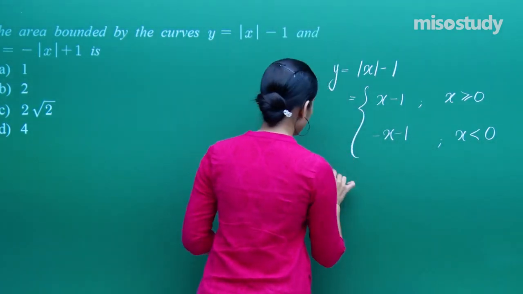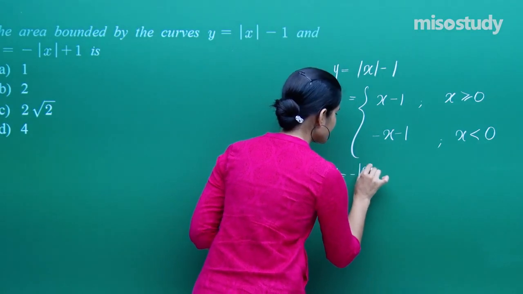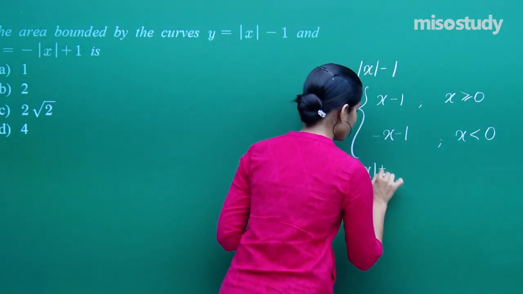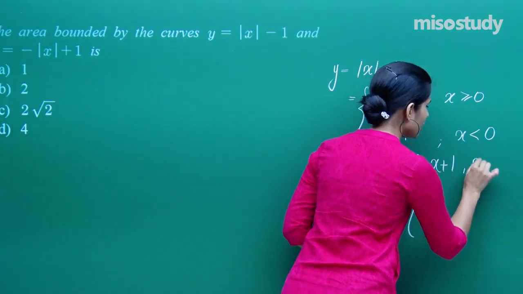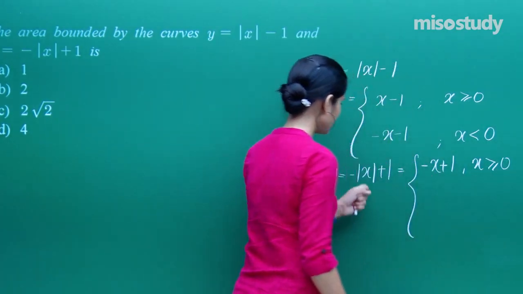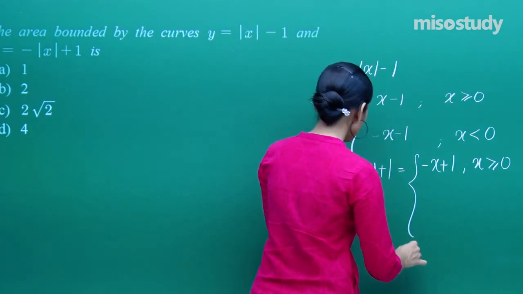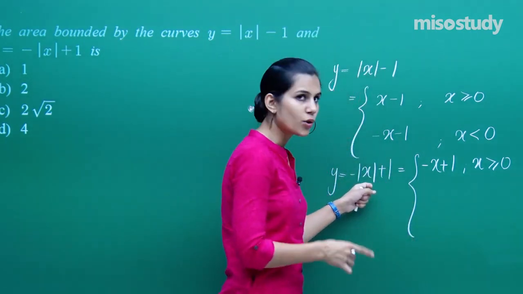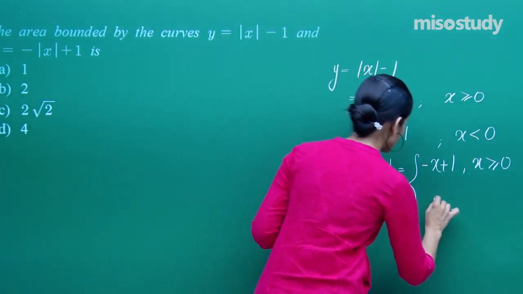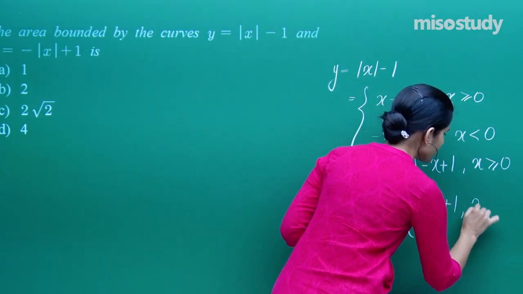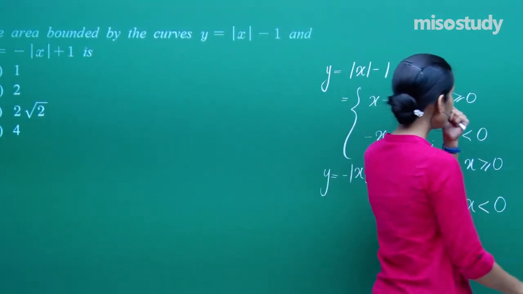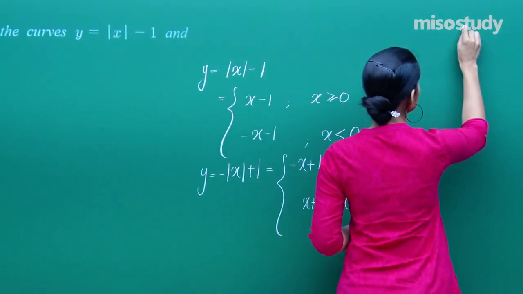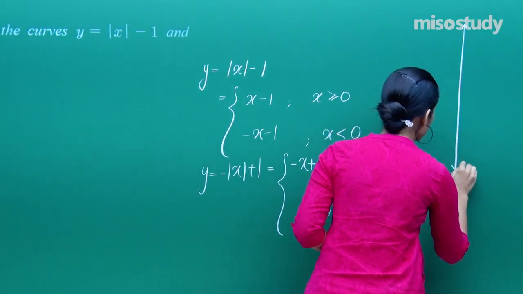Similarly, when you talk about y equals minus mod x plus 1, this will be equal to minus x plus 1 when x is non-negative, because mod x is the same as x there. And when x is negative, mod x is minus x, so minus minus becomes plus, you get x plus 1 when x is negative. What you get when you plot these two is, these are just straight lines, not a big task.